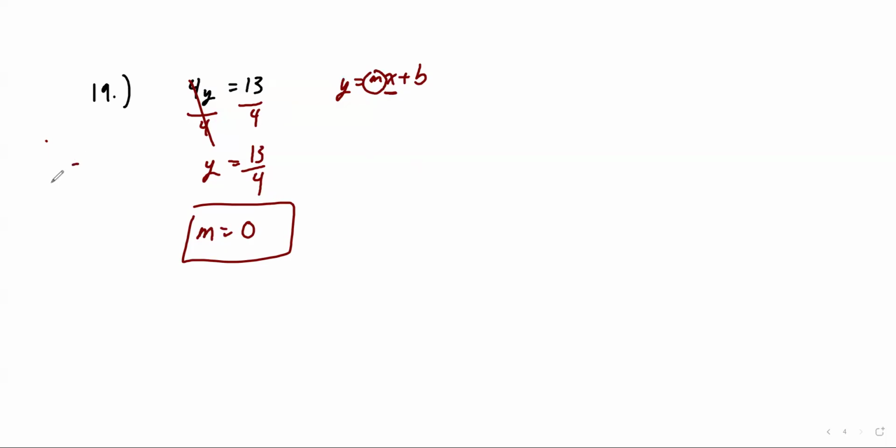All right, let's look at one more. Let's look at 21. 21 says 7x equals 2. In this situation, I don't have a y to solve for, so I'll solve for x. So I'll divide by 7. So I'll get x equals 2/7.